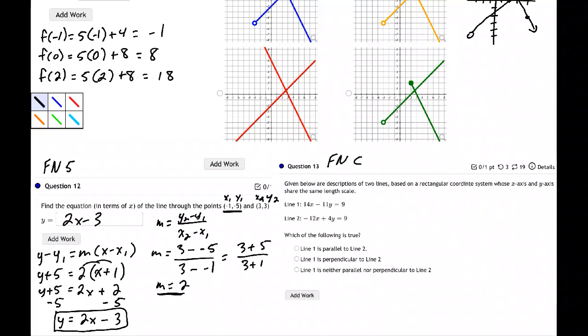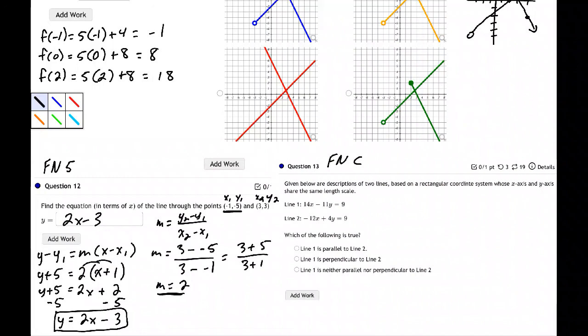Now our last objective is to determine if two lines are parallel, perpendicular, or neither. Given below are descriptions of two lines based on a rectangular coordinate system whose x-axis and y-axis share the same length scale. Line 1 is, no it isn't, sorry. Let me say that again. Line 1 is 14x minus 11y equals 9. And line 2 is negative 12x plus 4y equals 9.